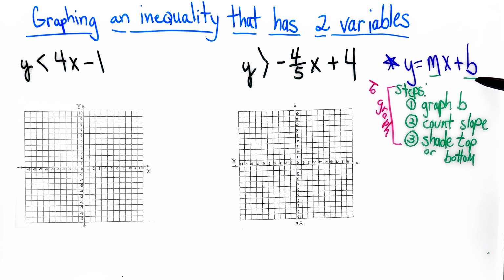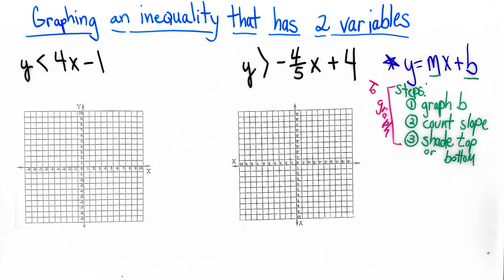Remember, m is our slope and b is our y-intercept. So as we go ahead and graph inequalities today, we're going to first graph letter b. We will count the slope from there and draw our line, whether it be broken or solid. I'll be talking to you about that. And then we're going to shade either the top or the bottom part of a graph, because we do know that inequalities have many solutions.